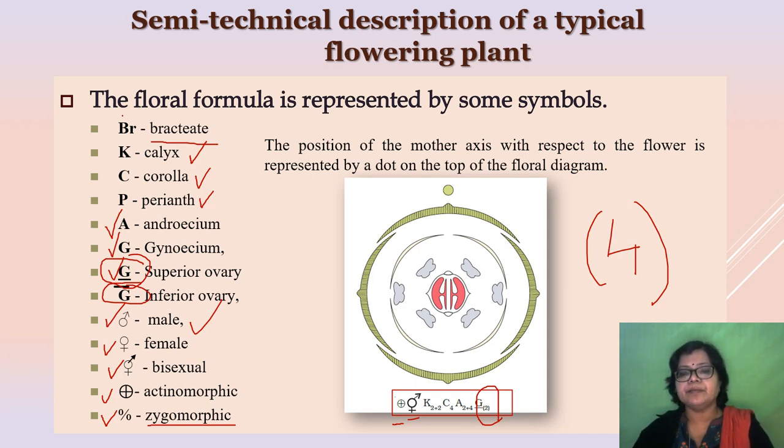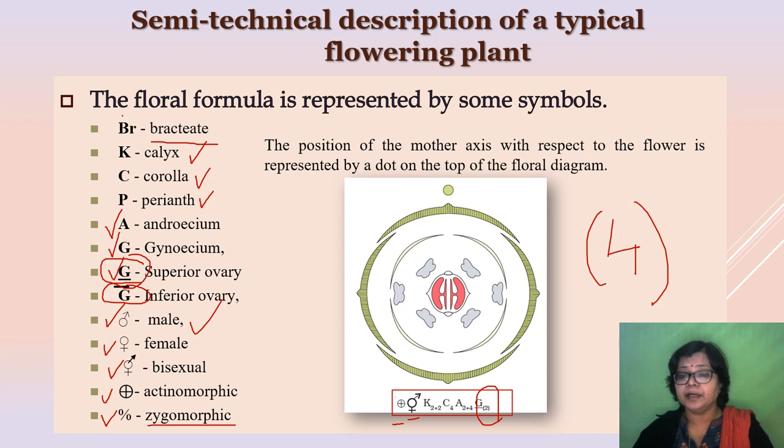And at the same time we can show the attachment also. Say, for example, that the stamens are attached to the petals. What is the name of that type? That is the epipetalous, right? If the stamens are attached to the petals, then it is called epipetalous stamen.